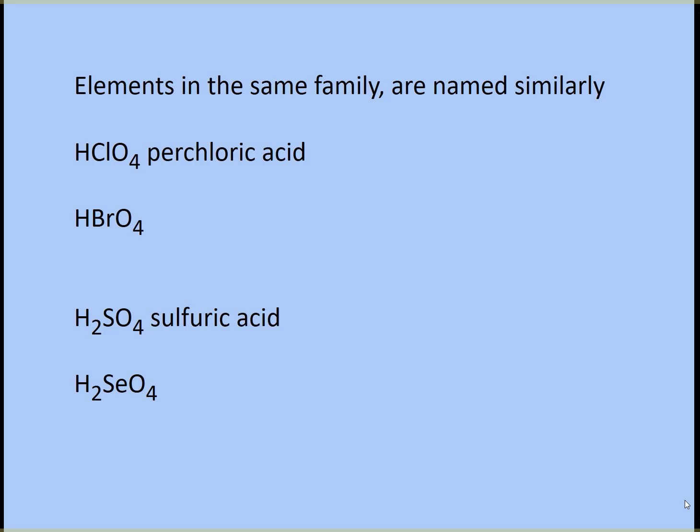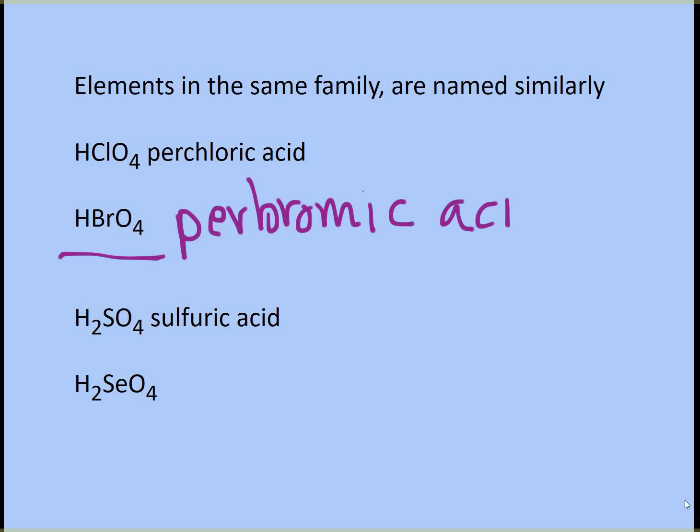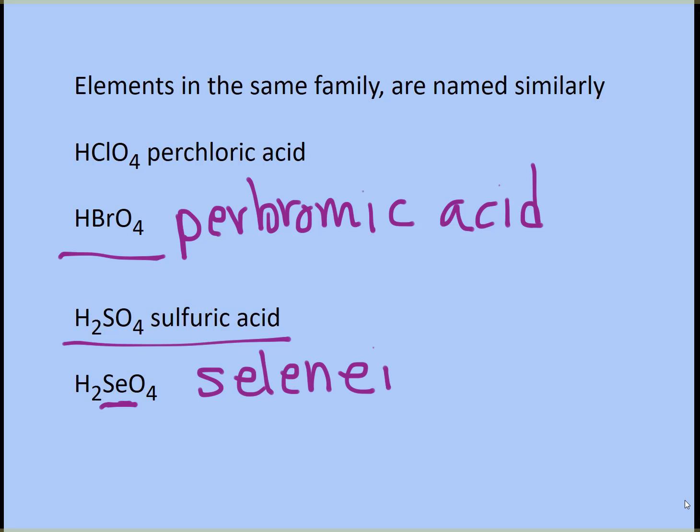Elements in the same family are named similarly. So if perchloric acid is HClO4, then what's the name of this guy? This would be bromic acid. This one is sulfuric acid. Well, what if it's selenium as that middle? It'd be selenic. Okay. Selenic acid.